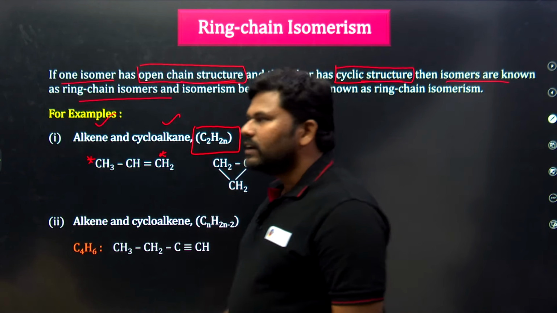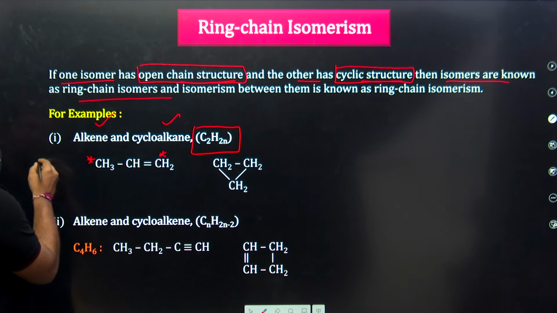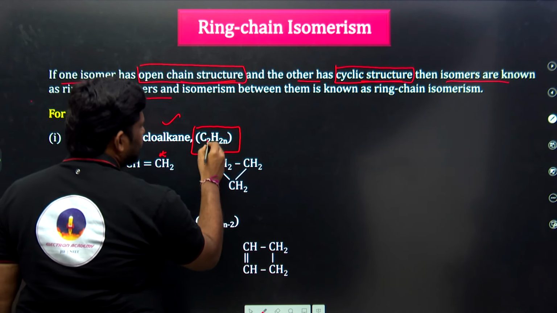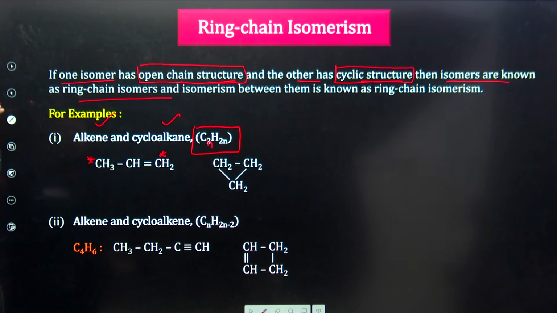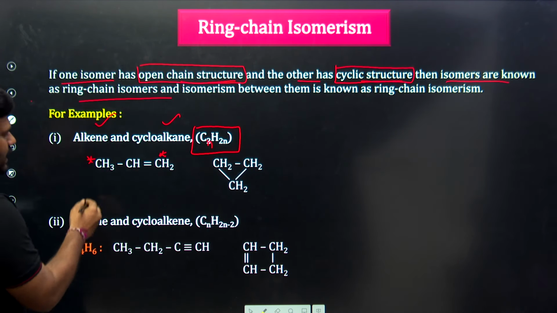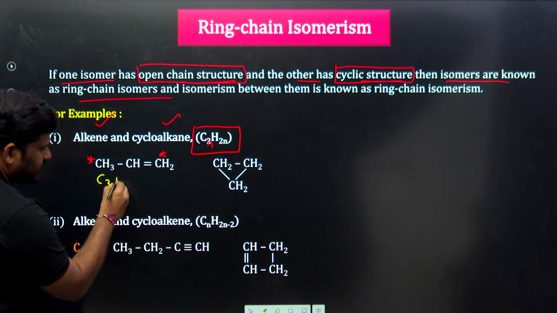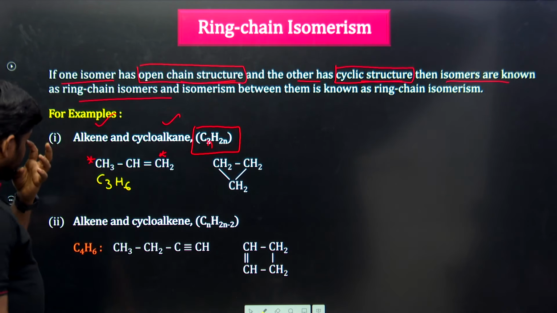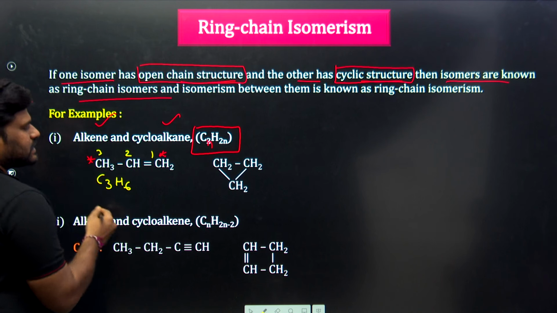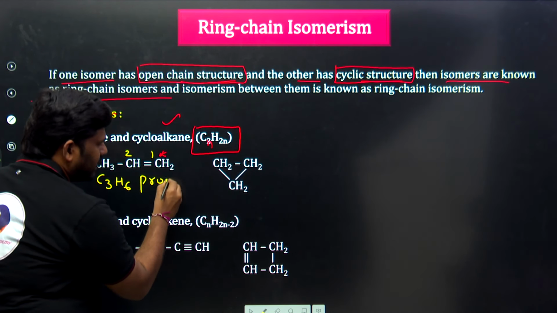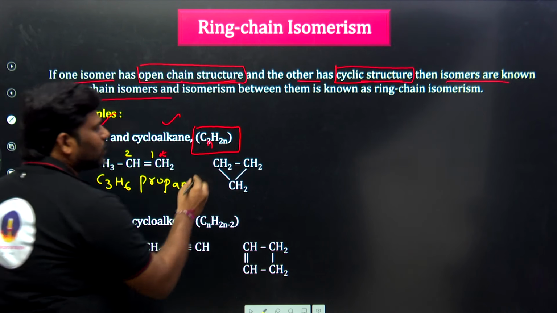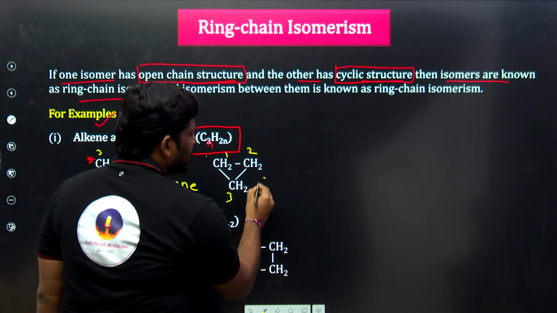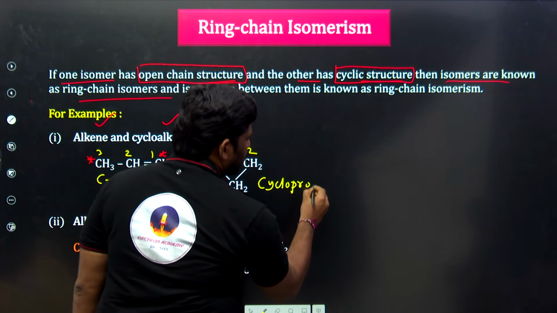First of all I am taking the molecular formula CnH2n with C3, 3 carbons, so C3H6. What is the structure for this? Propene, with a double bond, and cyclopropane, with 1, 2, 3 carbons in a ring.